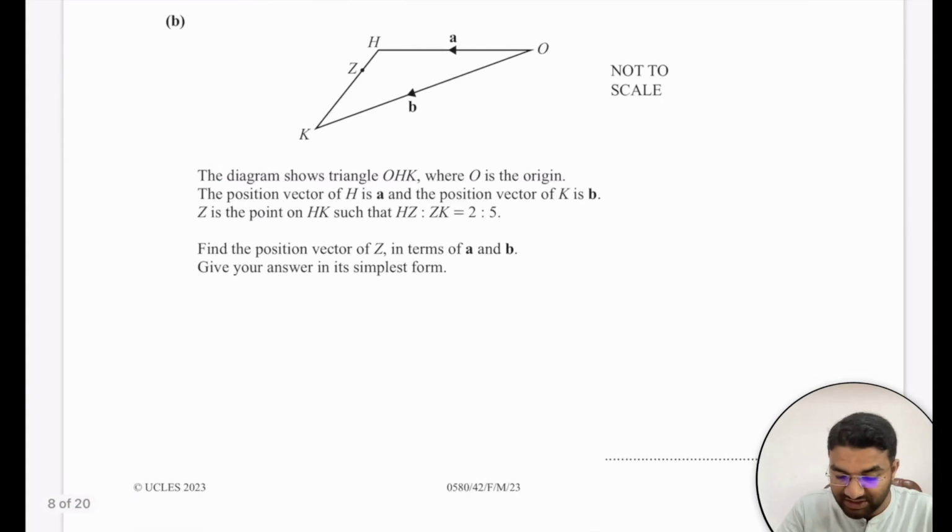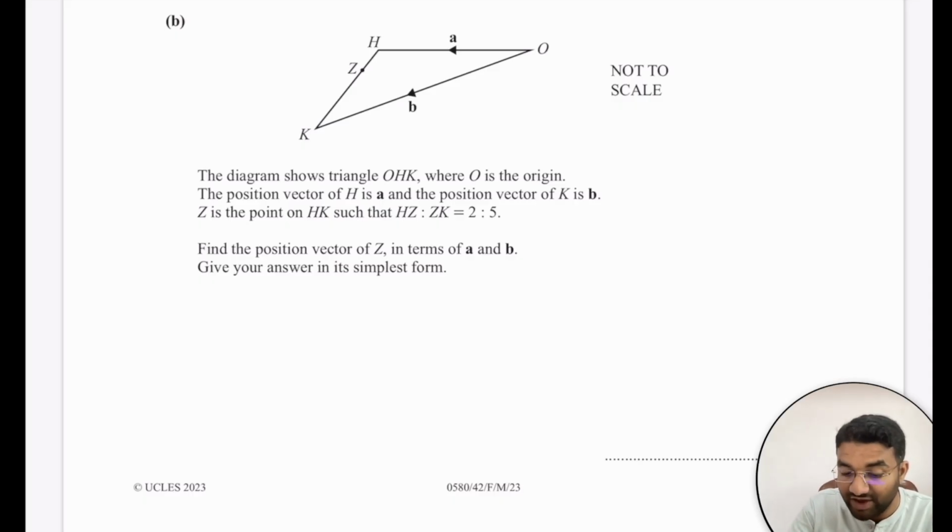It says that the diagram shows the triangle OHK where O is the origin, the position vector of H is a, the position vector of K is b, and Z is the point on HK such that HZ is to ZK is equal to 2:5. That's it. It's interesting. Again, a vector question, and vector questions you will often get, and students neglect this topic even though this is a very easy topic.